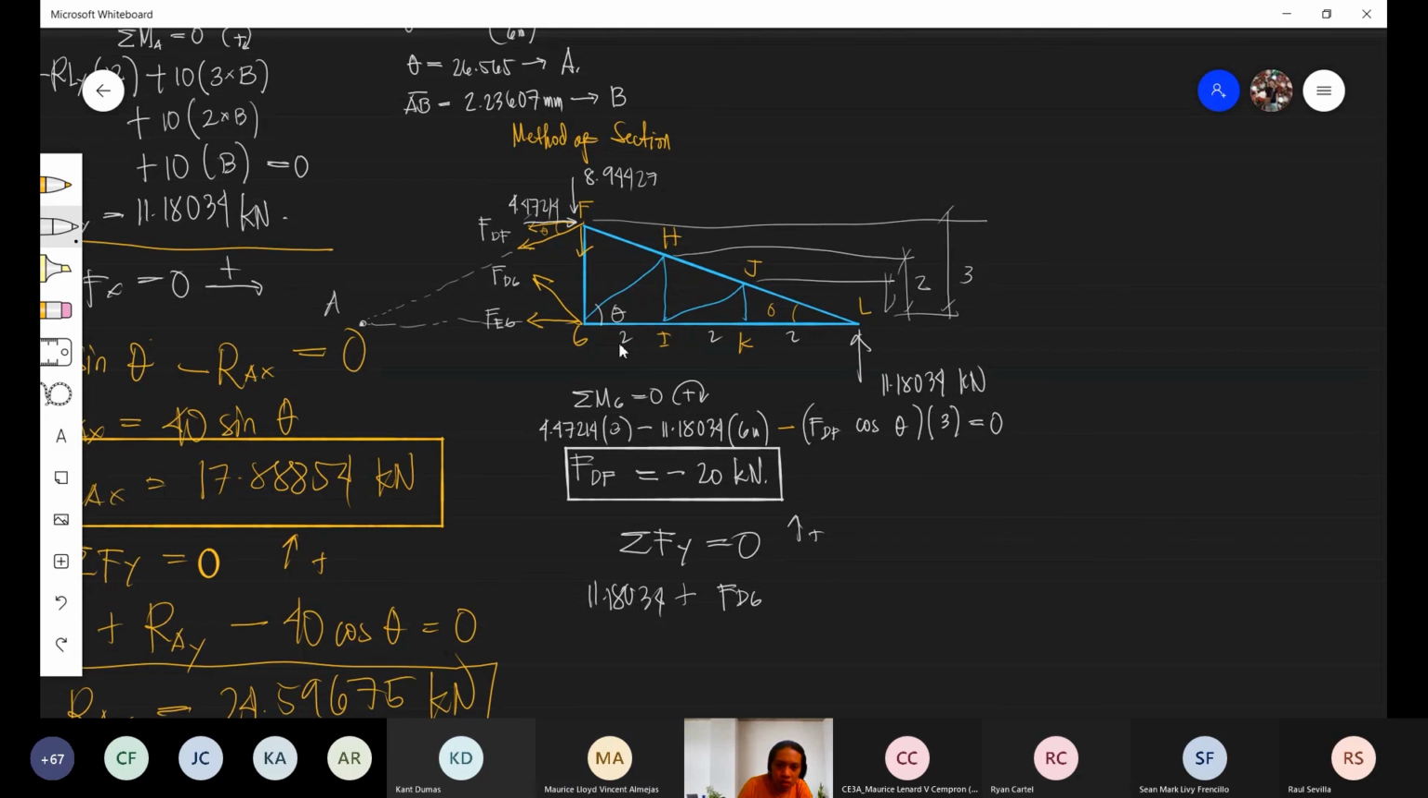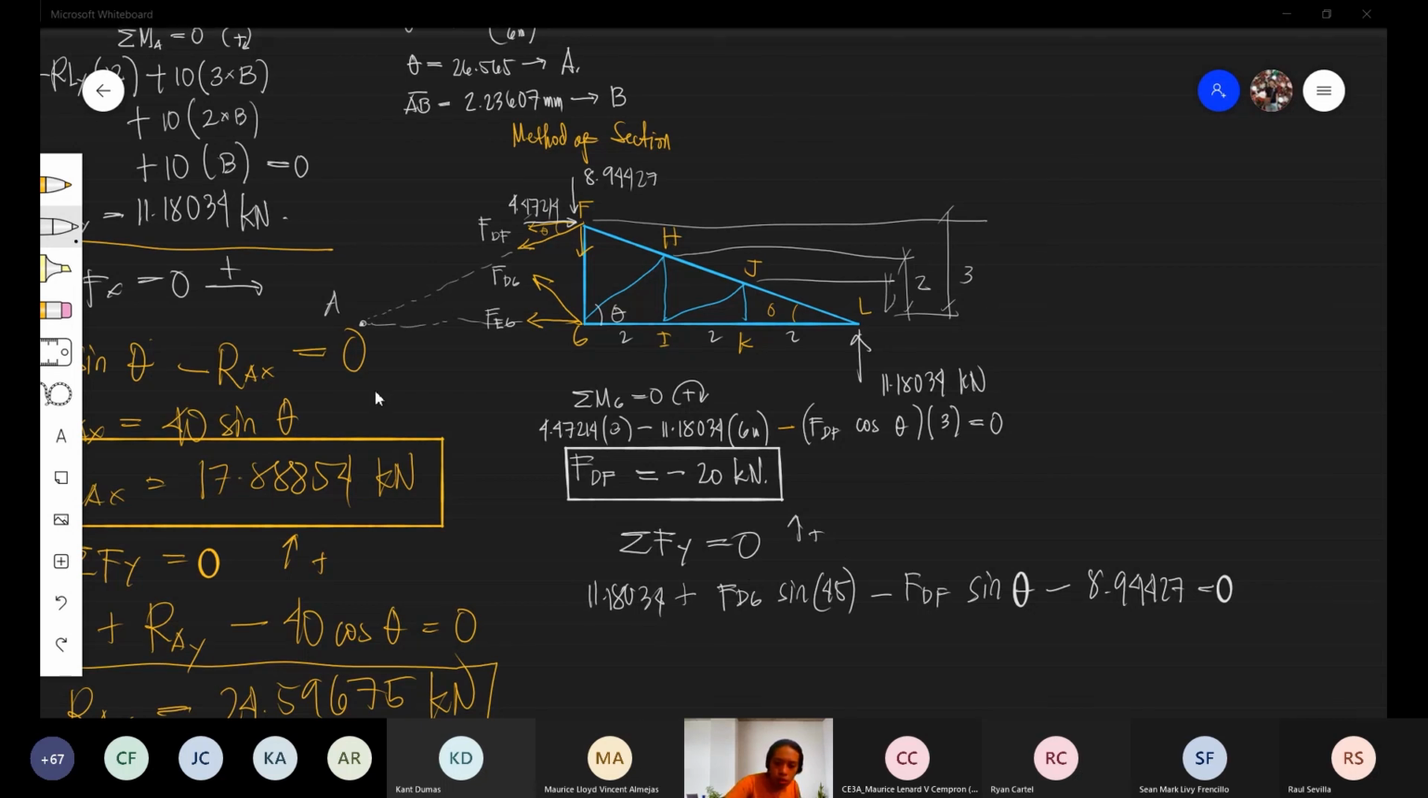FDG cosine 45 or sine 45. Anyway, pareho mo lang ito answer, sine or cosine. Sine 45, ano pa? Minus FDF, downward man niya, sine theta, gusto natin havaluhan A. And minus again 8.944427. This is equal to 0. Everything is given except the FDG because we already have solved for the value of FDF. Okay, so negative 20 and FDF. Trying to solve for the value of FDG.